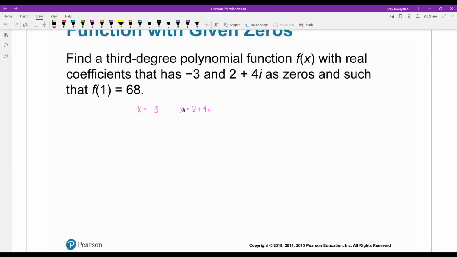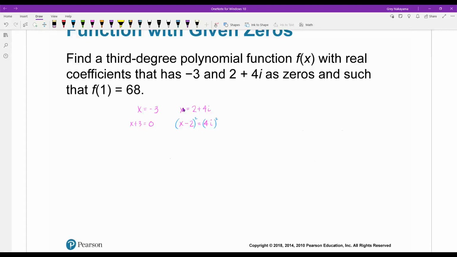So on this one, I'm still going to take my x equals negative 3, set it equal to 0, so I'm going to add 3 to both sides. But when you have x equals 2 plus 4i, you need to get the i by itself. In that last one, I didn't have a plus in the problem. I just had the number over there. But if I have a plus bi, I need to isolate the i part. So this time, I'm going to bring it down to x minus 2 equals 4i.